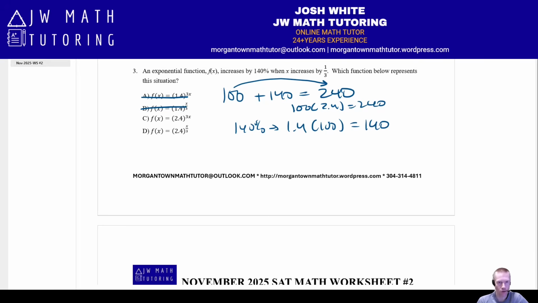All right, so now the question is, which one is it for C versus D? So the thing is, you want the number to be multiplied by 2.4 when x increases by 1/3. So let's say you're starting at x equals 0, and then you're going to x equals 1/3, right? So if you start with 0, you would plug in 0 for both of these, and it'd be 2.4 to the 0, which is just 1.